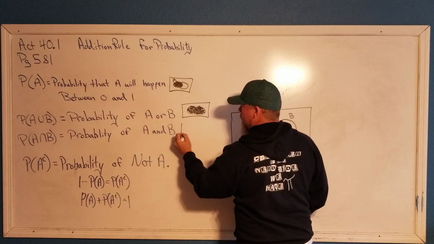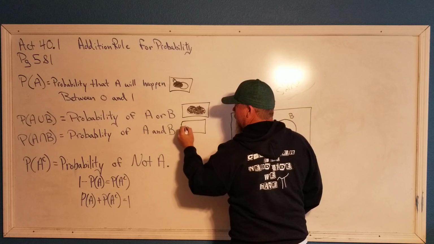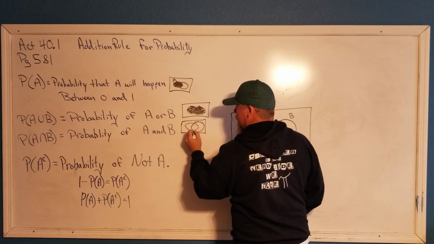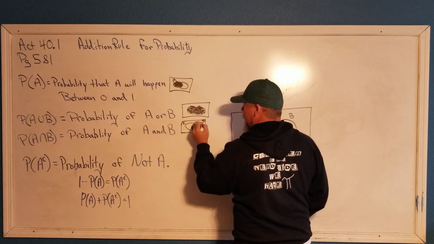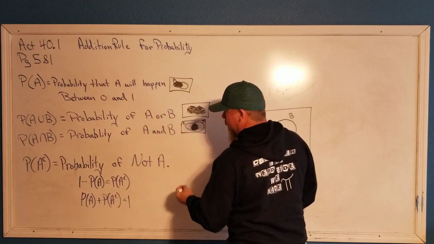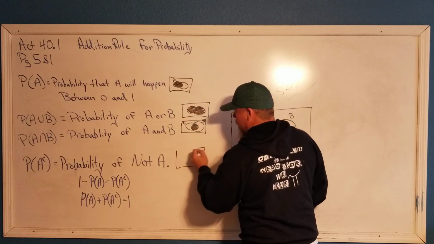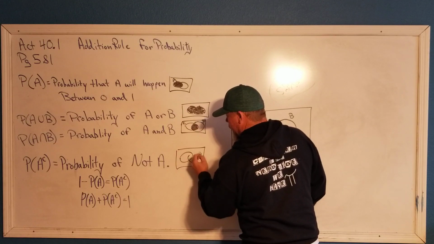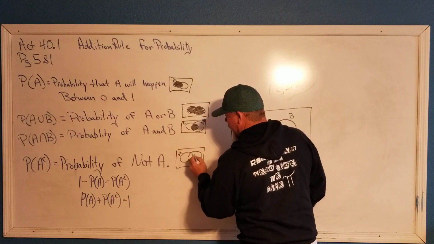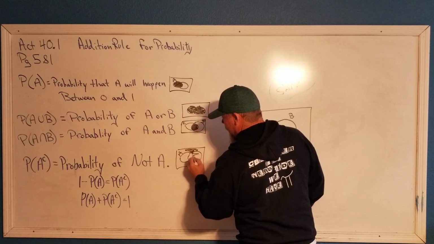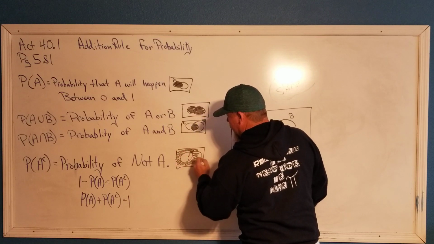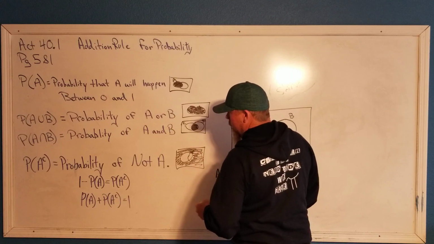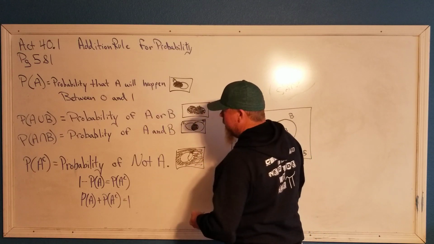If we're doing the probability of A and B, that's just going to be the overlap, with this being the A and this being the B. And then the probability of not A: if we had the same drawing, here's A, here's B, not A is everything outside of that circle. So it includes the stuff that's in B that's not in A, and includes everything else. Okay, so this one is kind of interesting.